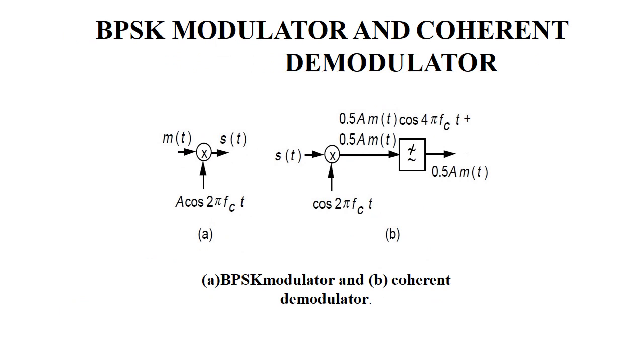Here we are seeing the coherent demodulator. When we pass m(t) and the carrier signal A cos 2π fc t, they are multiplied together to form s(t), the BPSK modulated signal. This modulated signal is multiplied with cos 2π fc t as the carrier's coherent signal, and it forms the output as the coherent demodulated signal, that is 0.5 A m(t).